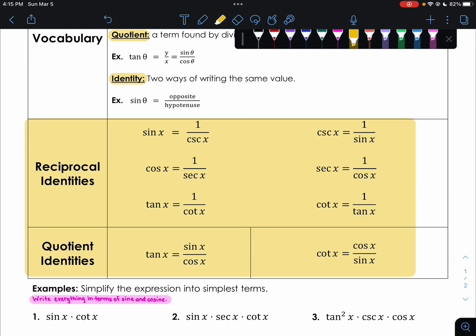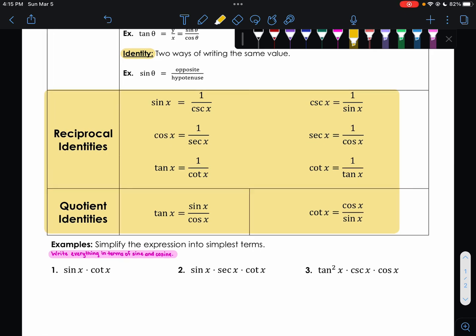Okay, the quotient identities break down tangent and cotangent into terms of sine and cosine. So tangent is sine over cosine, and cotangent is cosine over sine, just showing you that they are reciprocals and they're just the flipped versions of each other.